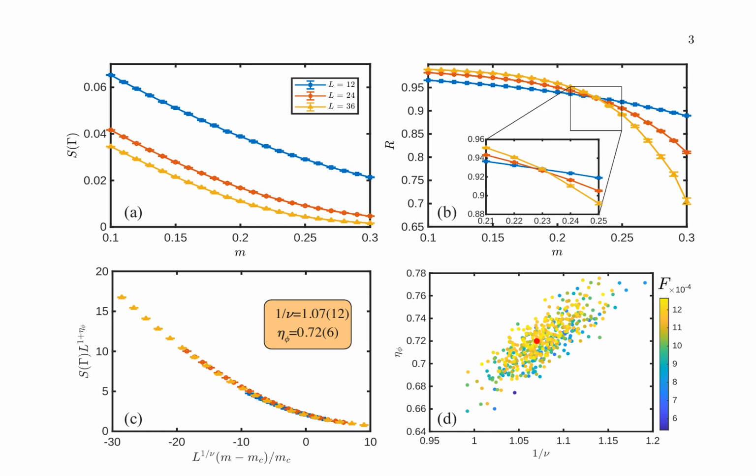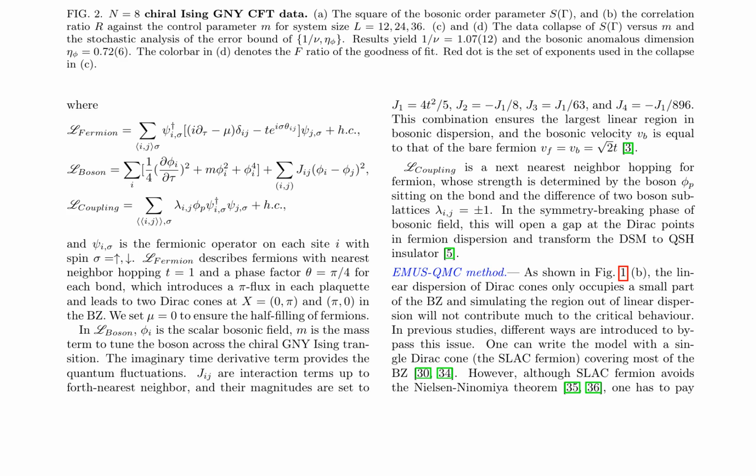The authors first introduce the model, which includes the fermionic Lagrangian, L fermion, the bosonic Lagrangian, L boson, and the coupling term, L coupling. The model is designed to study the chiral GNY Ising transition, where the bosonic field acquires a non-zero expectation value, leading to a gap opening in the fermion dispersion. The EMUS QMC method is then applied to simulate the model, focusing on the linear region of the BZ near the Dirac points.